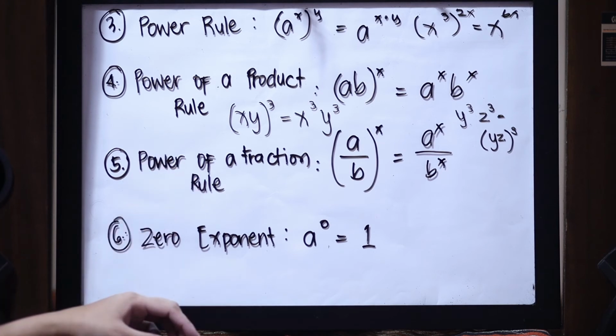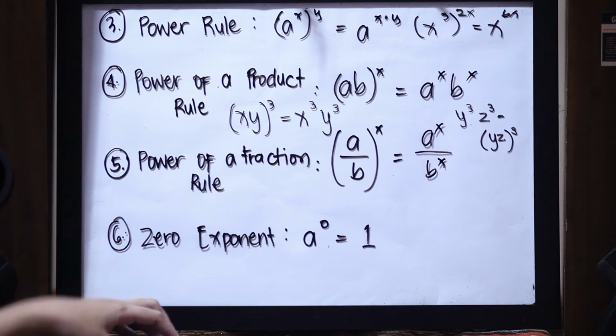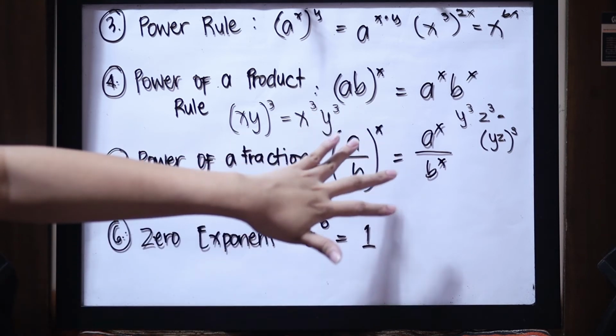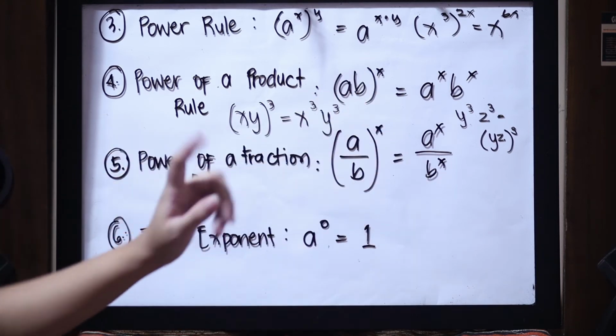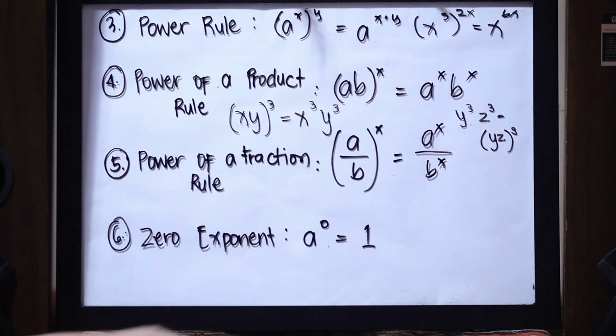Tapos, fifth ay power of a fraction rule. Sa power of a fraction, para lang siyang power of a product. Yun nga lang, ito ay naka-fraction form. So, a over b raised to x, or the quantity of a over b raised to x, can be written as a raised to x all over b raised to x.